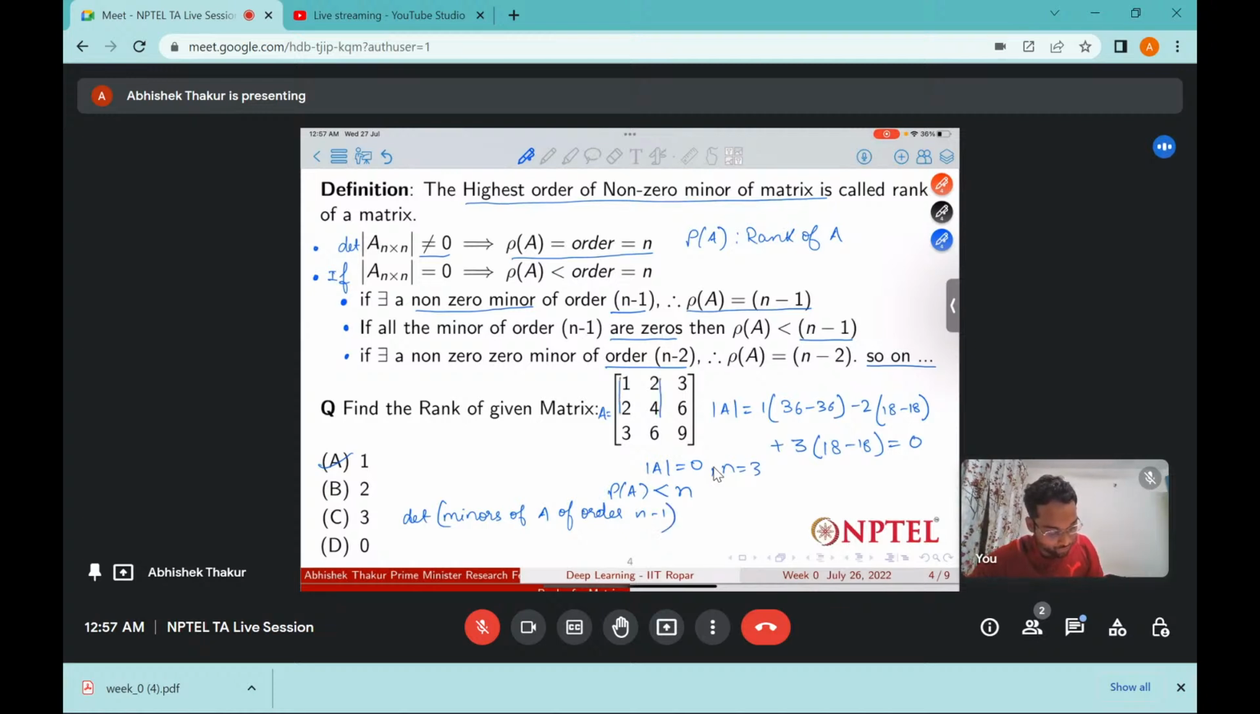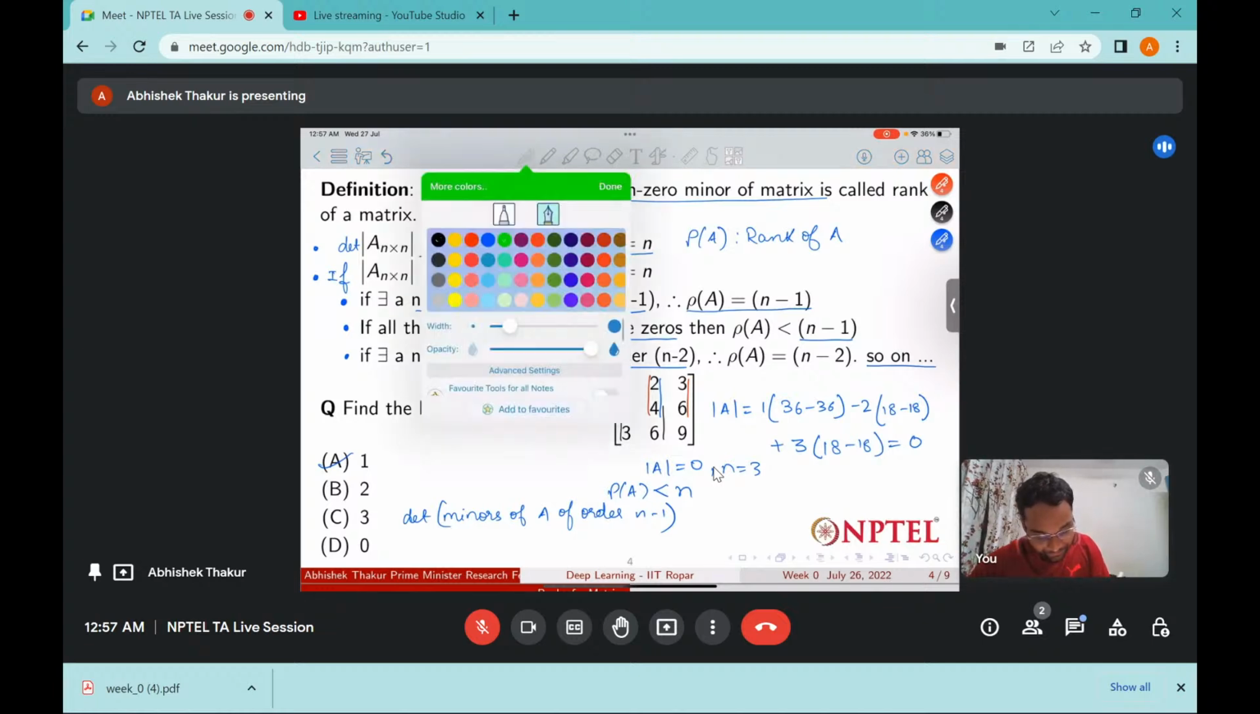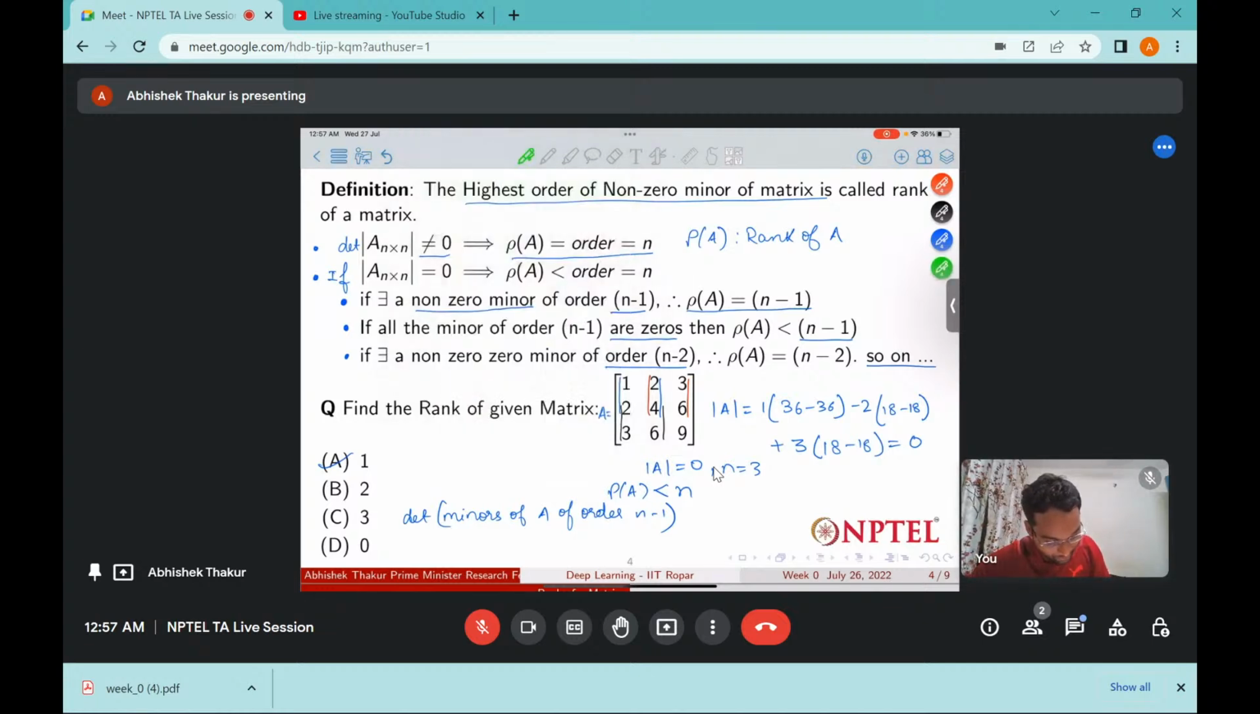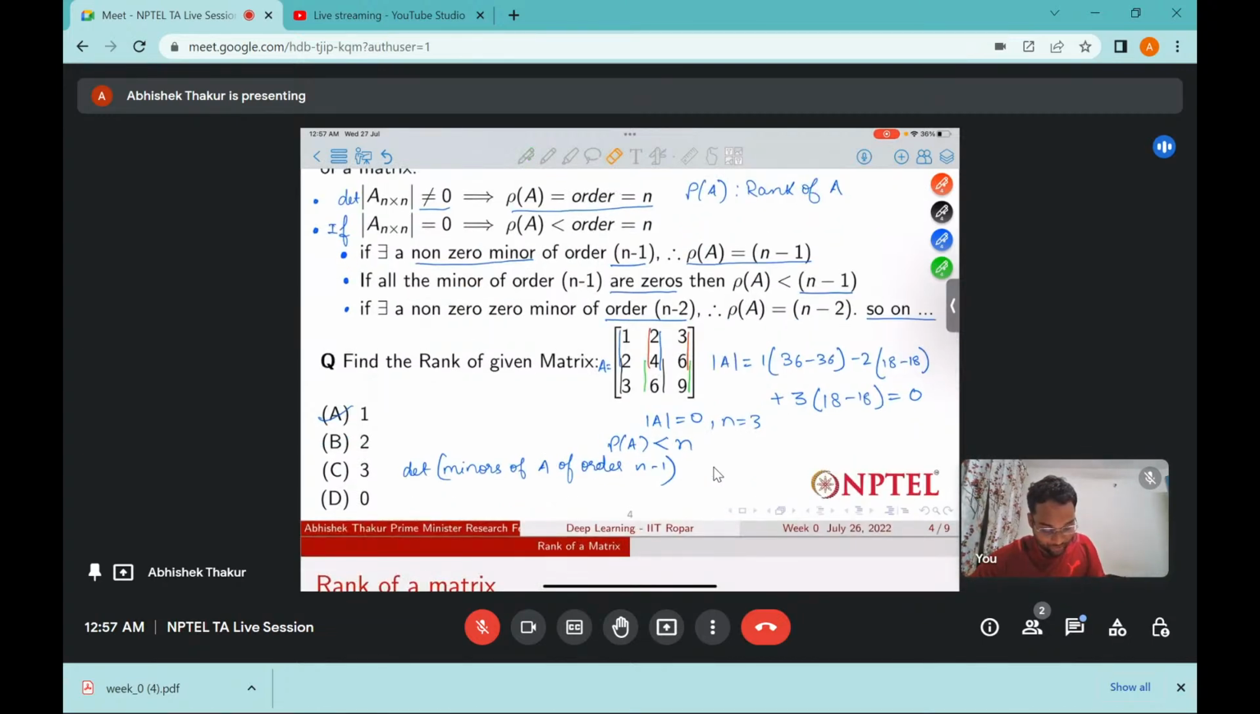So this is equal to 4 minus 4, that is 0. Again we will check this second determinant value. This is also 12 minus 12, which is equal to 0. Now after that we will check this. This is also 0. And at last we will check this determinant value. So all the minors of order n minus 1, that is 2, are equal to 0. So the rank of A is less than 2.